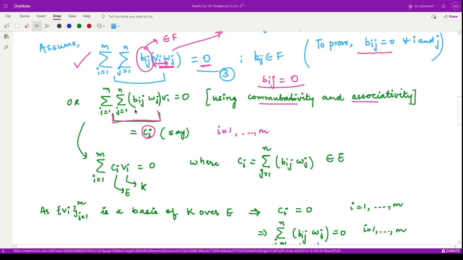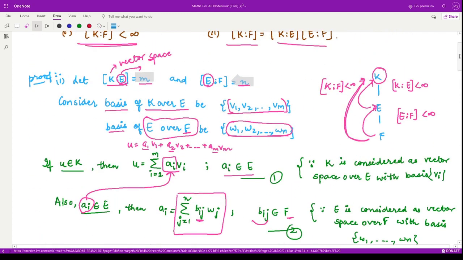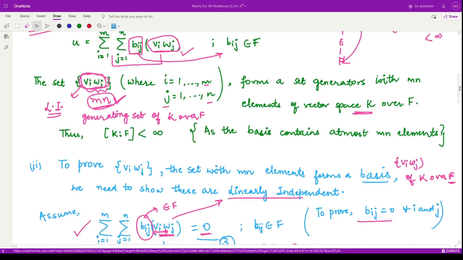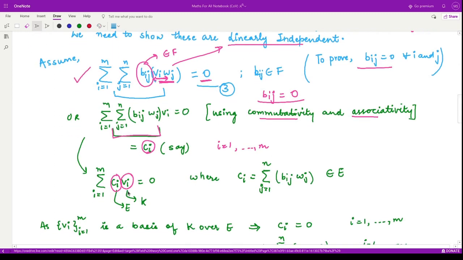Now can you see this? It becomes the summation, i varies from 1 to m, of c_i multiplied by v_i. Now these v_i's, we have assumed them to be the basis vectors for K over E. So they are in K. And these constants c_i are in E. Why are they in E? Because they are written as linear combinations of the elements w_j, which are the basis of E. So these are in E.